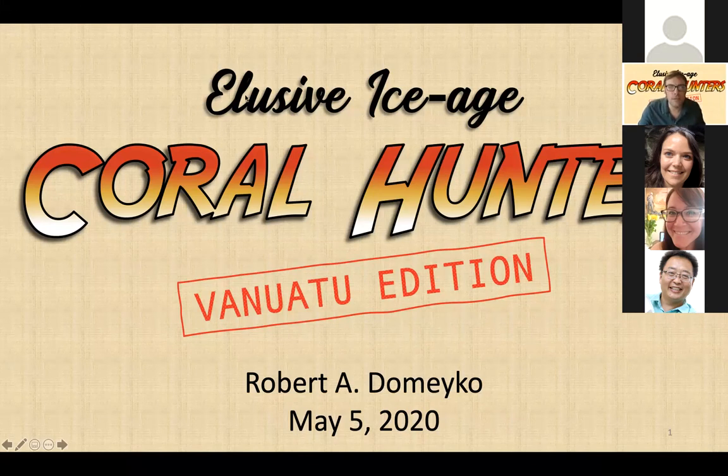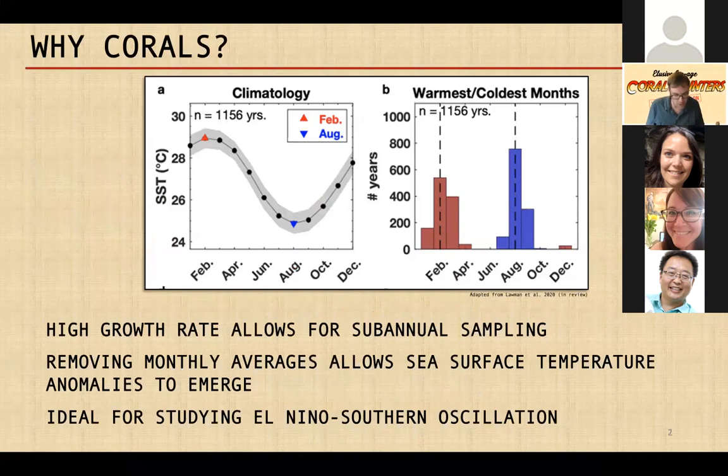So why use corals for climate records? Well, for one, corals can grow up to several centimeters a year, so we can sample them and geochemically analyze their aragonite skeletal material at monthly resolution to get a record of temperature changes over time. For example, averaging all the Januaries together, averaging all the Februaries together, etc., produces a record of climatology. Removing these monthly averages from the entire record, we produce a record of temperature anomalies, ideal for studying climate events like the El Nino Southern Oscillation.